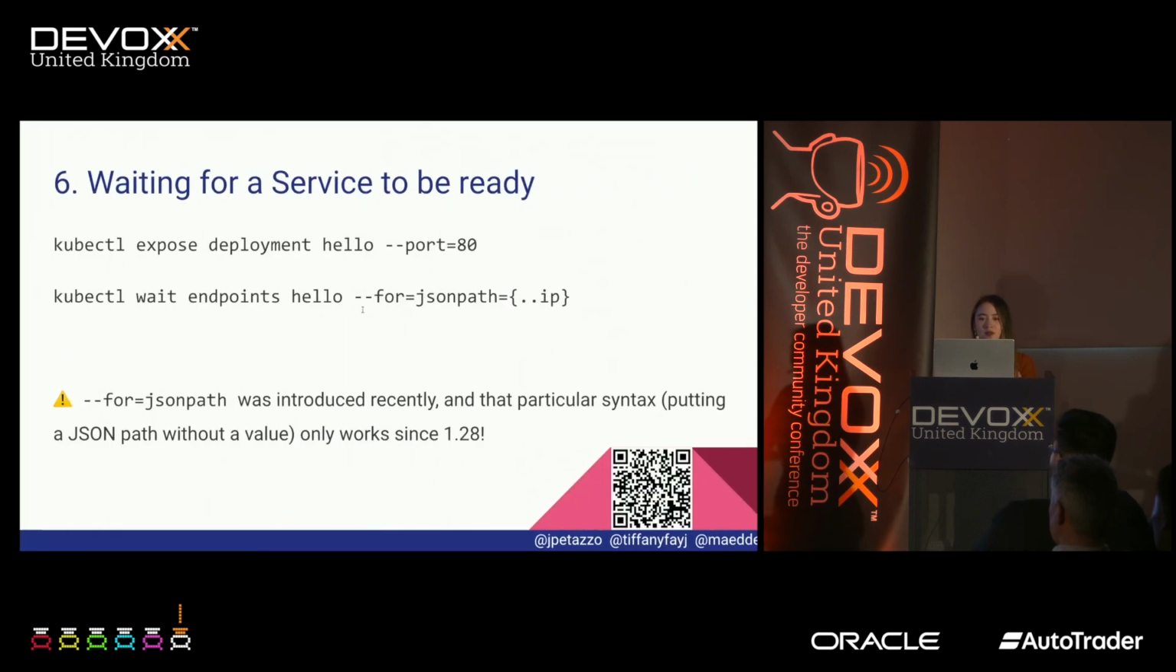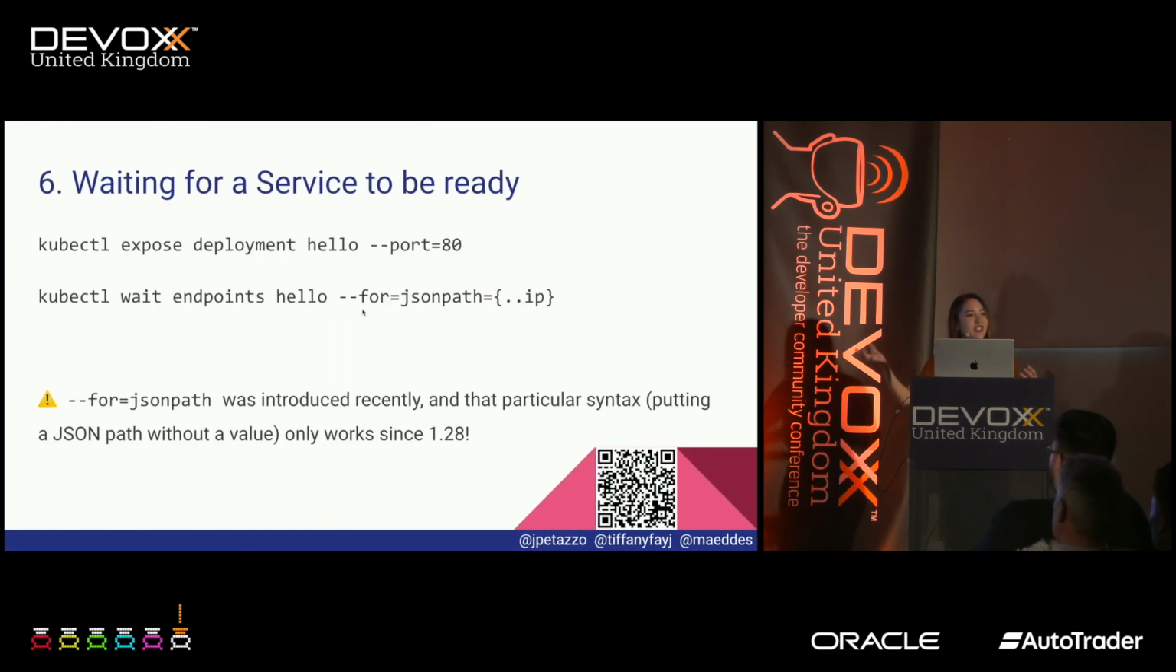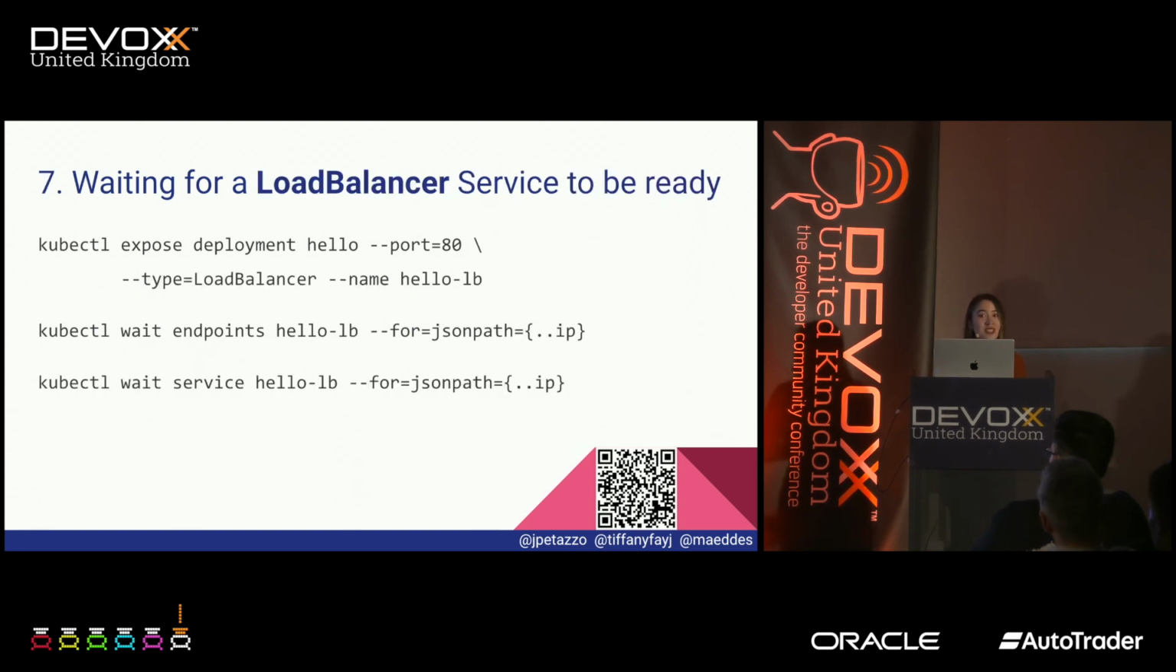So there's another level of this. Right now, this is just if you're using the default service, which is just for cluster IP. If you want to actually have a load balancer, it's not sufficient to just check for the endpoint. You also want to make sure that you have an external IP that is up, to be able to have someone else access that.